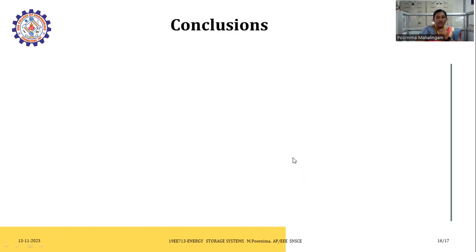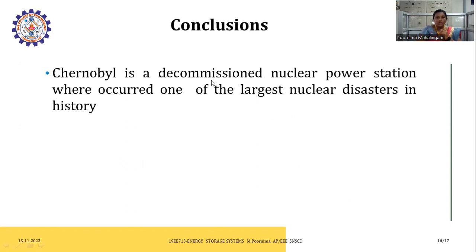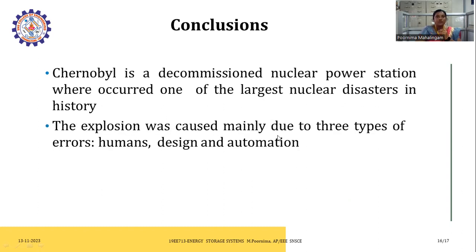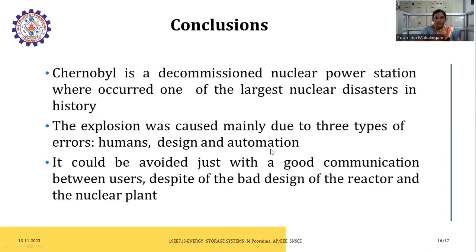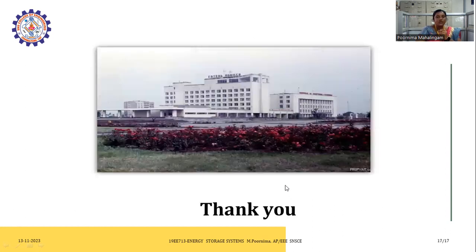And finally, we are concluding that Chernobyl is a decommissioned nuclear power station where one of the largest nuclear disasters in history occurred. The explosion was caused mainly by three types of error: human error, lack of communication, and design and automation error. It could have been avoided just with good communication between users and by discarding the bad designs of the reactors and nuclear plant. So today we have seen the disaster of the Chernobyl nuclear power plant, and with other case studies we can meet some other day. Thank you.